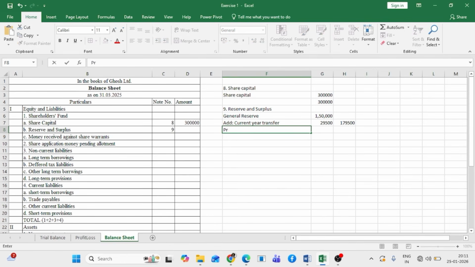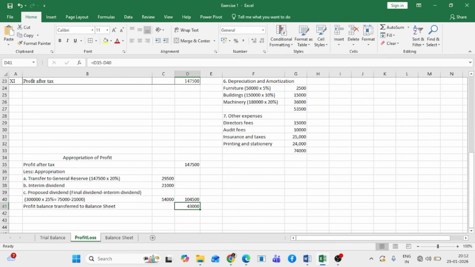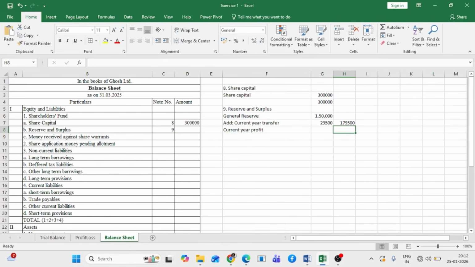So what is the current year profit? Now here you will write current year profit, that is after appropriation. The profit after appropriation is 43,000, so we'll write here 43,000. Now find out the total of this. It is 2,22,500. So here we'll write 2,22,500.